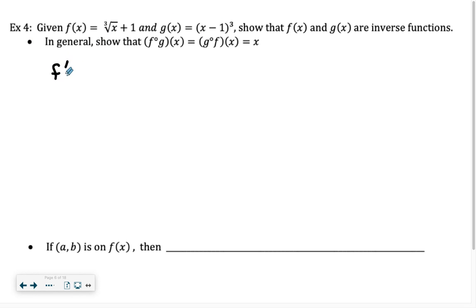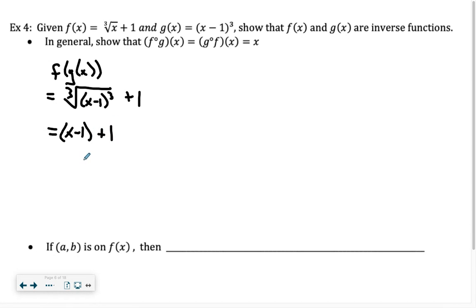So let's find f of g of x. That means I'm taking g of x and plugging it in place of x over here. So I'll have the cube root of (x minus 1) cubed, plus 1. I'm just plugging this whole thing in place of x. So the cube root and the cube cancel each other out, and I would just have x minus 1 plus 1. So negative 1 plus 1 cancels out, and I'm just left with x.